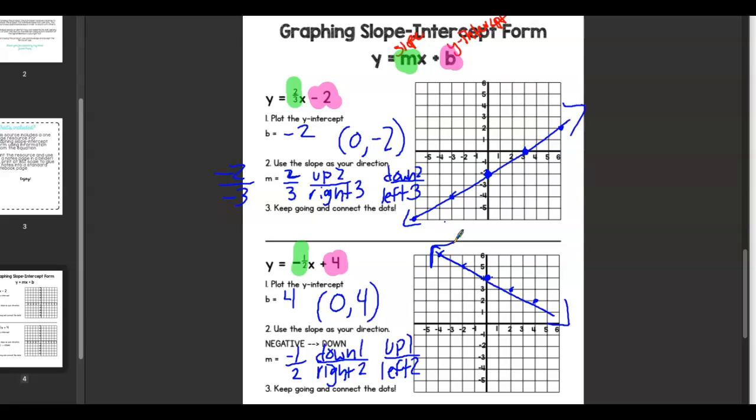Questions on graphing and slope-intercept form? Michaela?